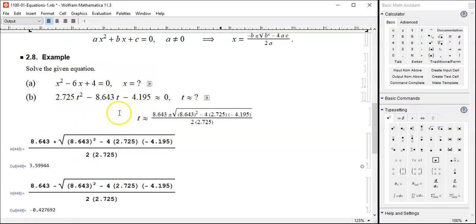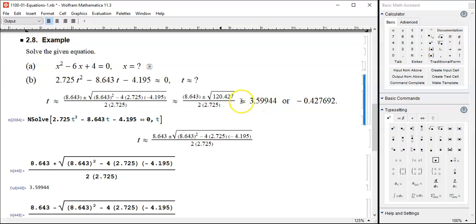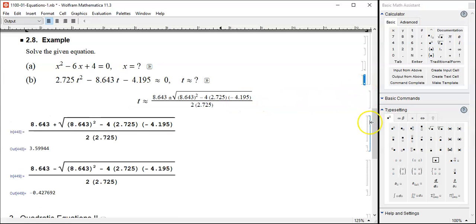If this model came from an application problem, and if t has to be positive, yeah, in a lot of circumstances the application problems, the word problems, take only positive answers. In that case, you'll have to throw this one away. But this problem didn't really specify, so I have to get both of them. Let's see. Yeah, the same thing.